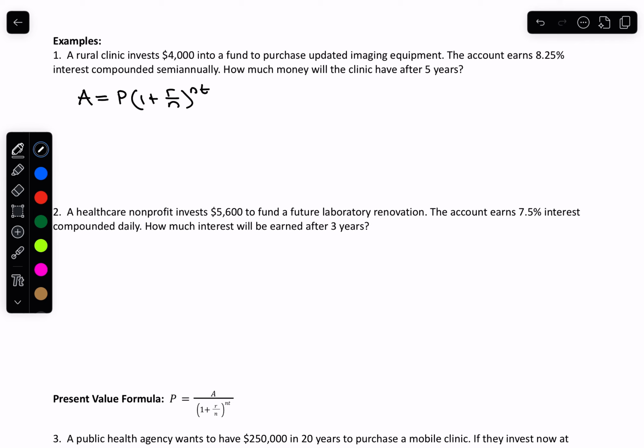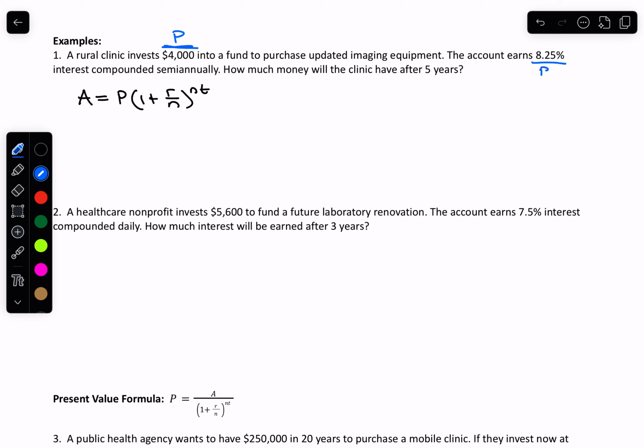Okay, once you have your formula, then you're looking for each of the variables that's given in the formula. So we're going to reread the problem and we're going to make a note of which variable each thing represents. So it says a rural clinic invests $4,000. If they invest 4,000, that is our P value. All right. They are purchasing imaging equipment, which although that's nice for context, it doesn't actually affect how we're going to solve. The account earns 8.25% interest, so that is going to be our r value.